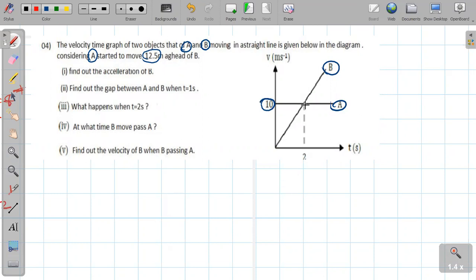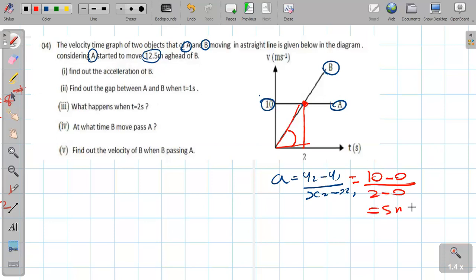You have some clue here using this curve, this triangle only, the gradient of this triangle. So your y2 value, you know, the acceleration is y2 minus y1 over x2 minus x1. This is not like the previous questions. This seems to be really tough. 10 minus 0 over 2 minus 0. It's like 5 ms minus 2. The answer is 5 ms minus 2.